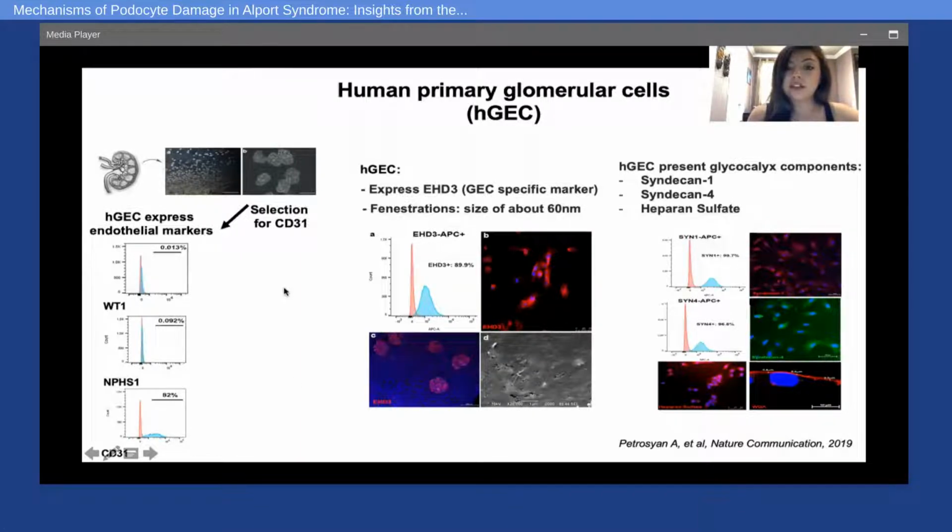We also know that they are specifically expressing markers that are specific for glomerular endothelial cells, such as EDH3. We see in A, the expression of EDH3 in our cultured glomerular endothelial cells. We also see the staining, they stain positive for EDH3. And we know EDH3 is highly specific for glomerular endothelial cells. These cells in culture are also able to create this complex fenestration that is important for glomerular endothelial cell function. We also see the presence of glycocalyx components such as syndecan 1, 4, and heparan sulfate that we show through flow analysis along with staining.